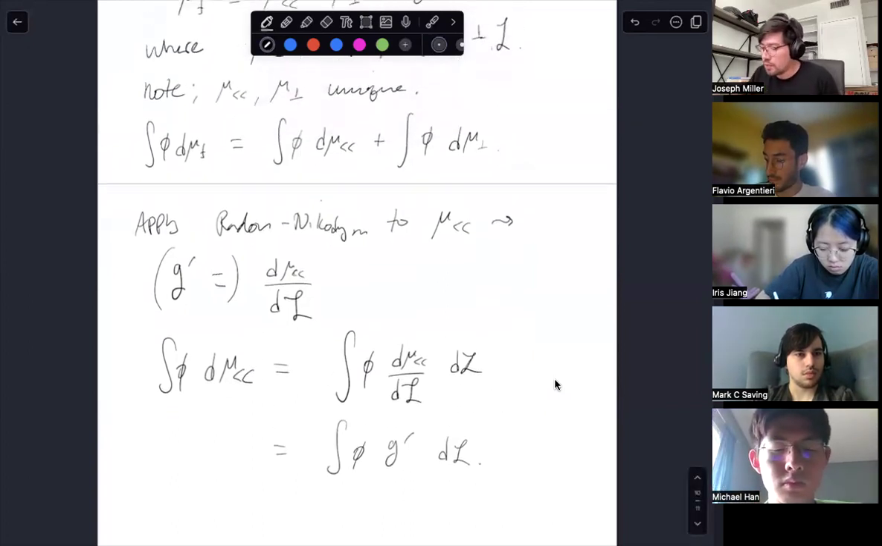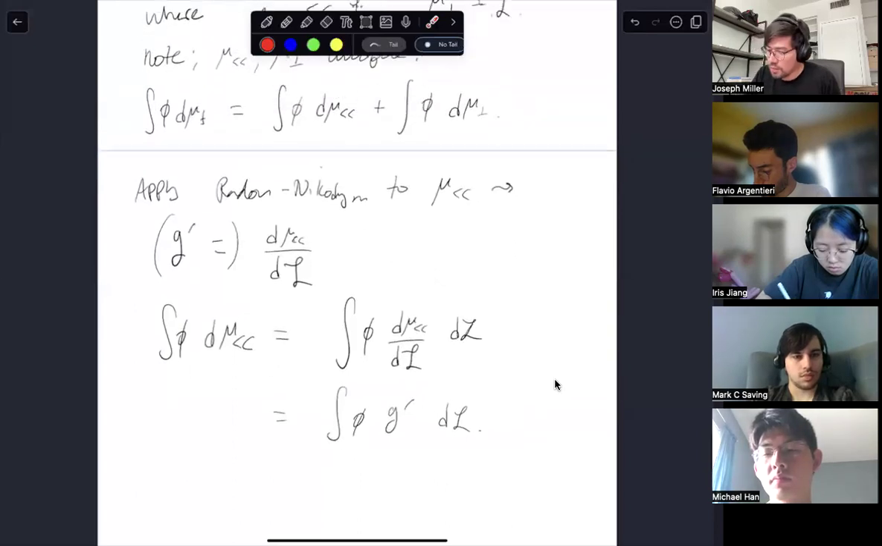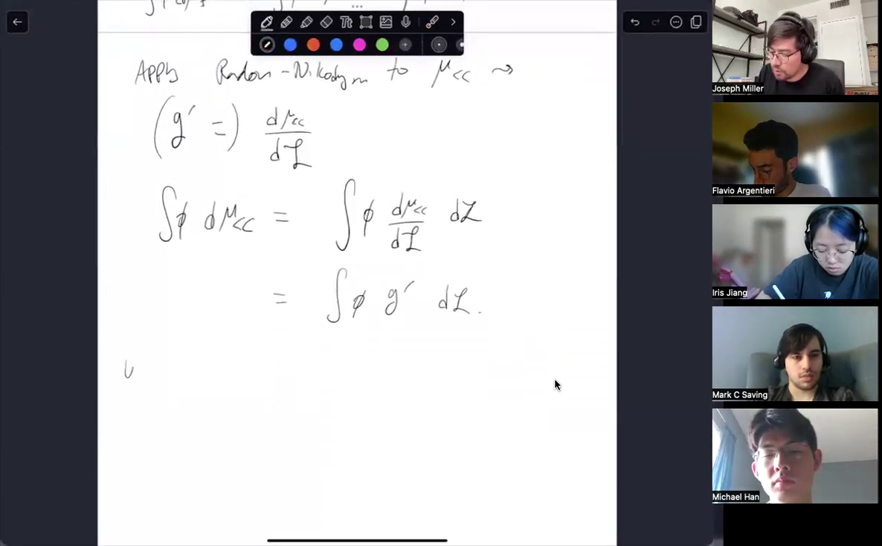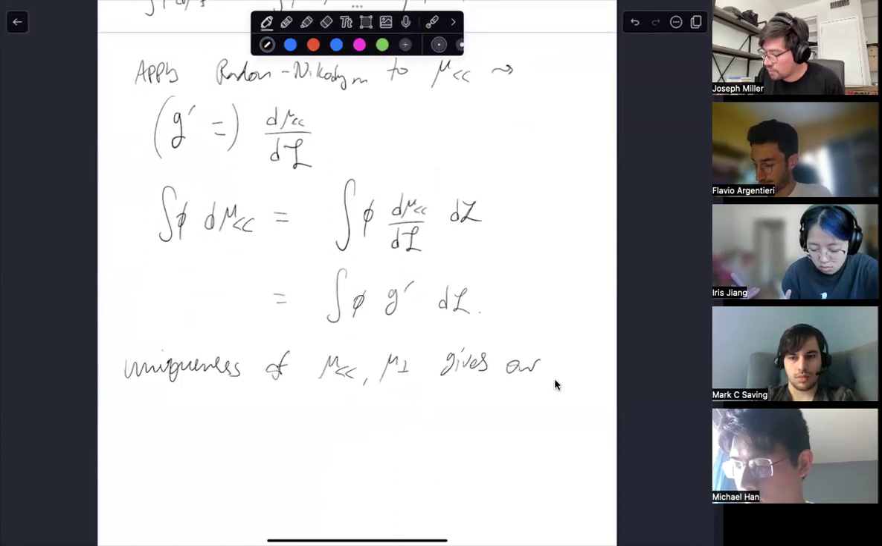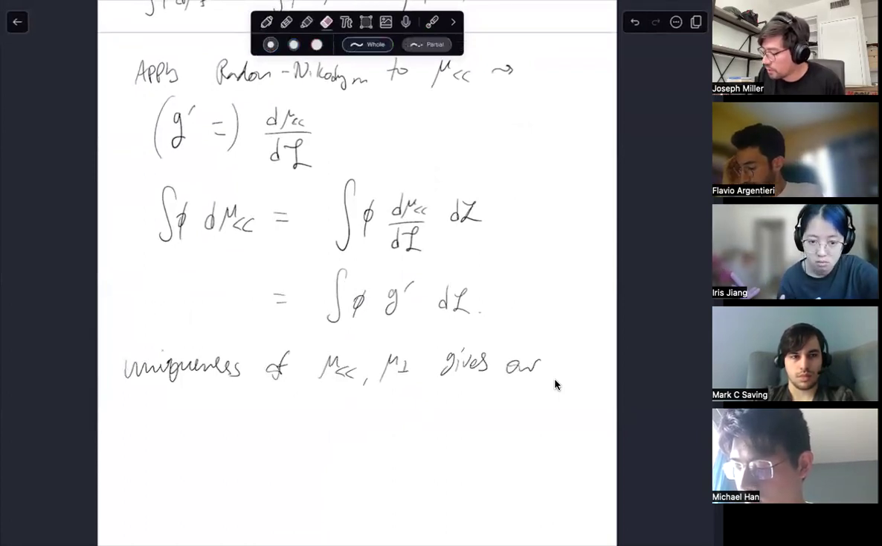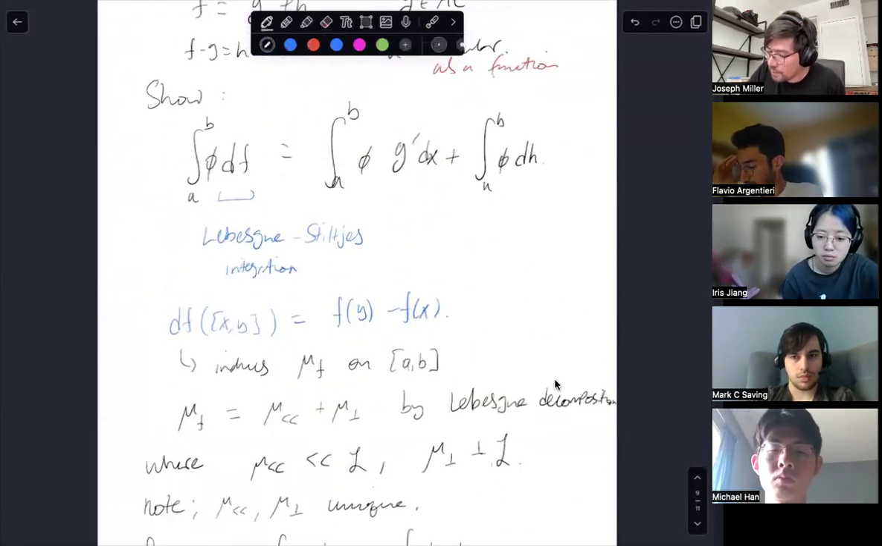And the same goes for the other part. If I write it like this, then I know that this actually has to be H. So uniqueness, I'm not going to go through the argument, but uniqueness of the decomposition gives, and then I'll label it, gives the statement here.